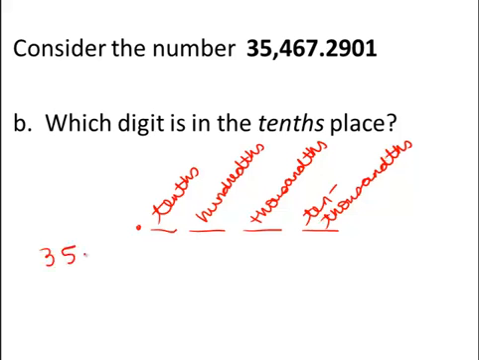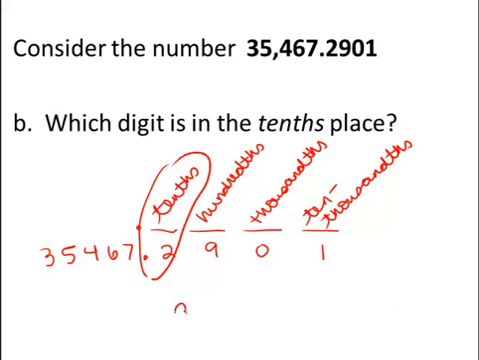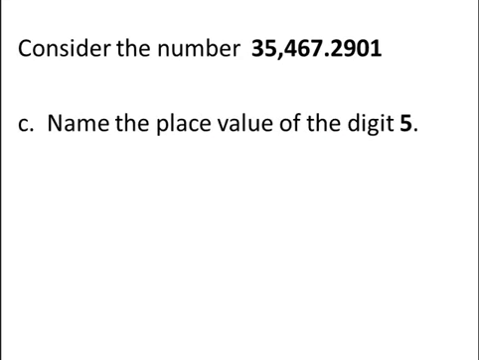Lining up the number which I have been given, which digit is in the tenths place? We would answer 2. The 2 is in the tenths place. And we can move on to part C. Name the place value of the digit 5. Now, the 5 is to the left of the decimal point. So let's review these place value names again.